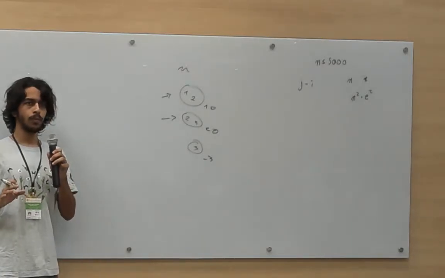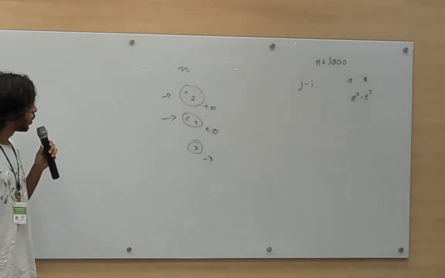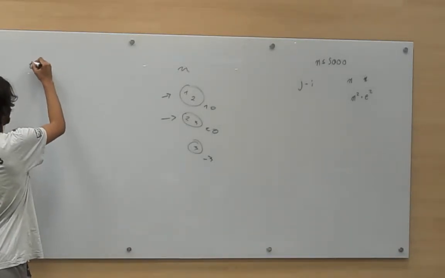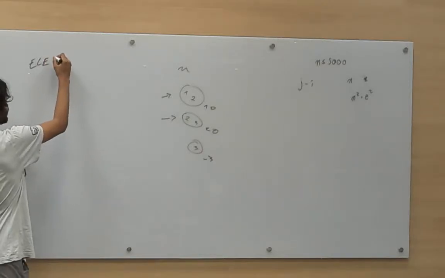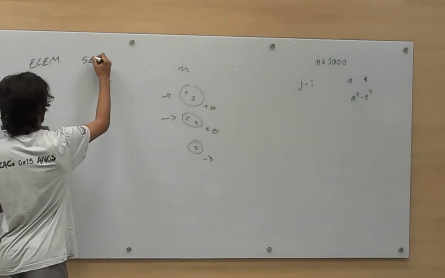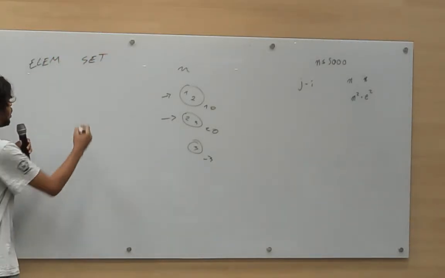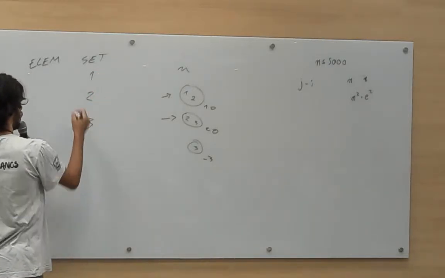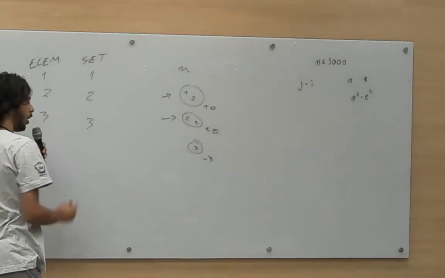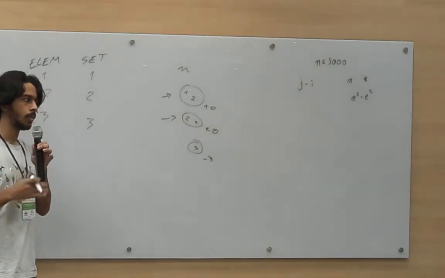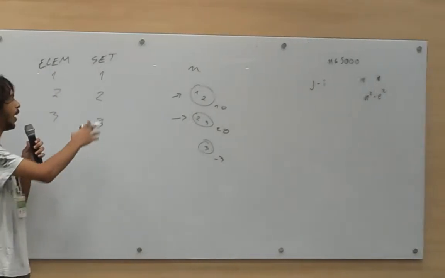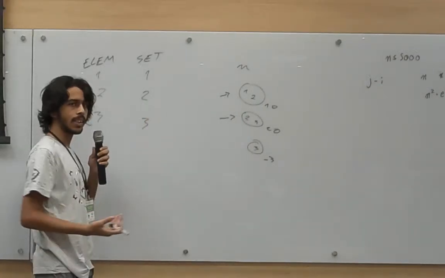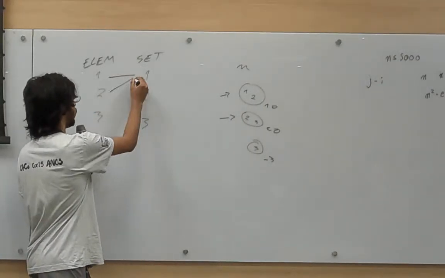So we will do the following formulation of the problem. We will make a bipartite graph with the elements and the sets. So maybe we have sets 1, 2, and 3. We have elements 1, 2, and 3. And we will say that there is an edge between an element and a set if and only if this element is in that set. So for example, in this graph, we would have something like this.